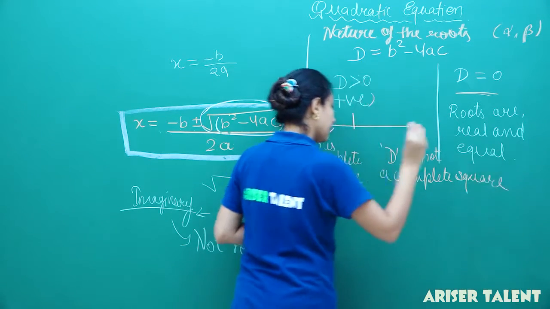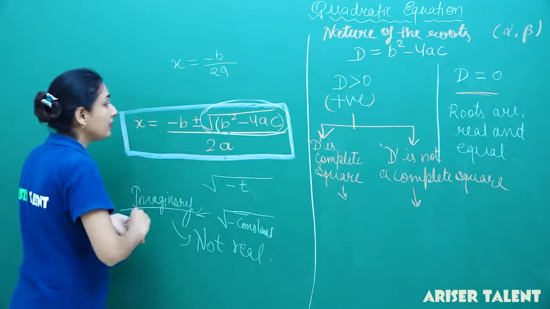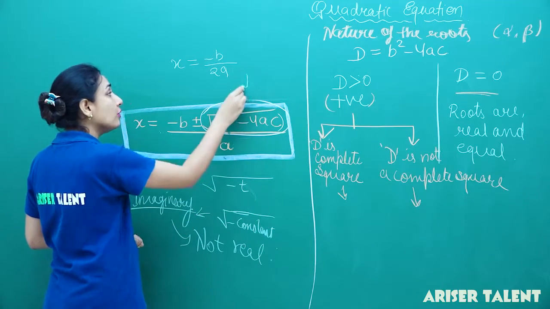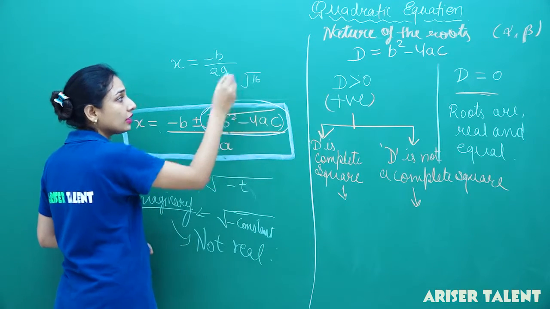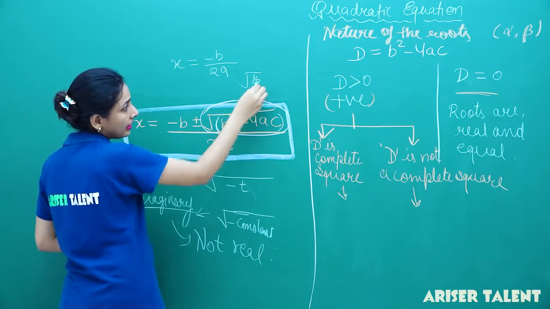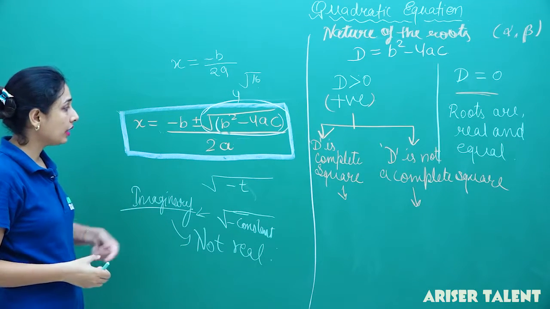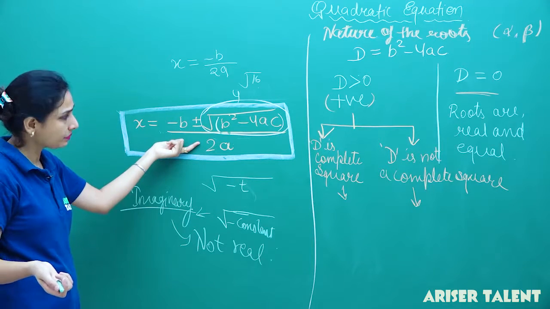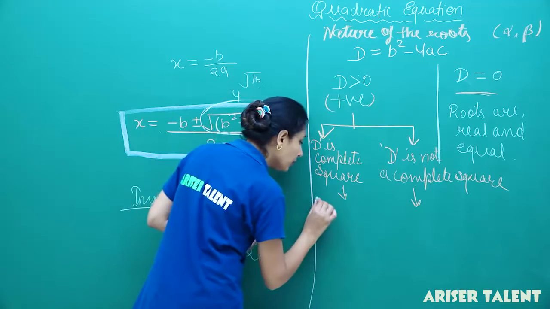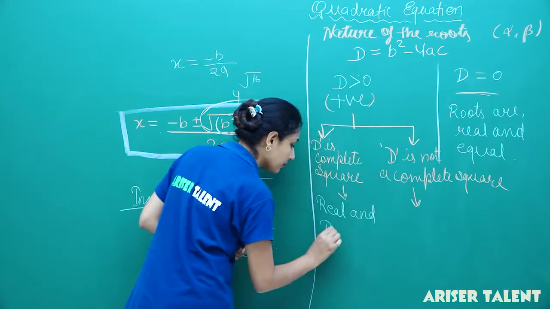So students, if D is a complete square, let's suppose the value is 16. So D's value is 16, so root 16 will be equal to what? 4. Now if it's 4, we will be having some normal rational number here. So it will give you real and rational roots.